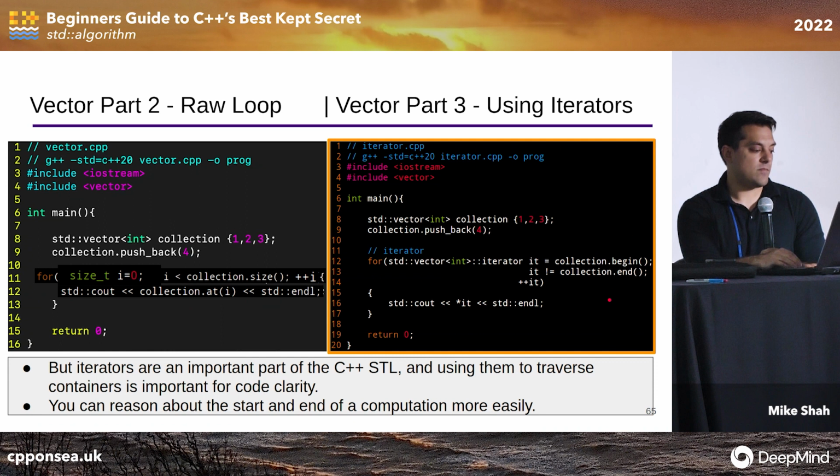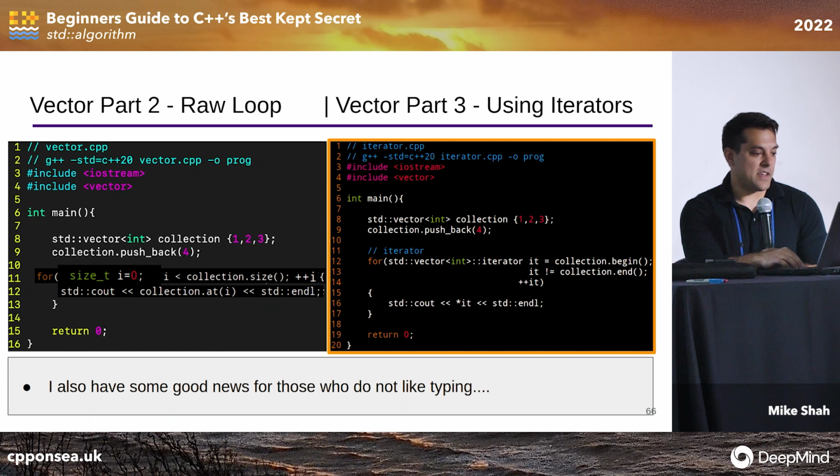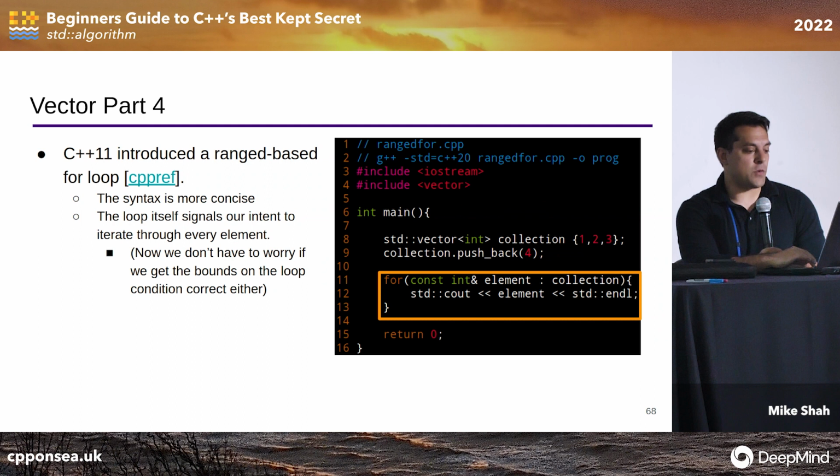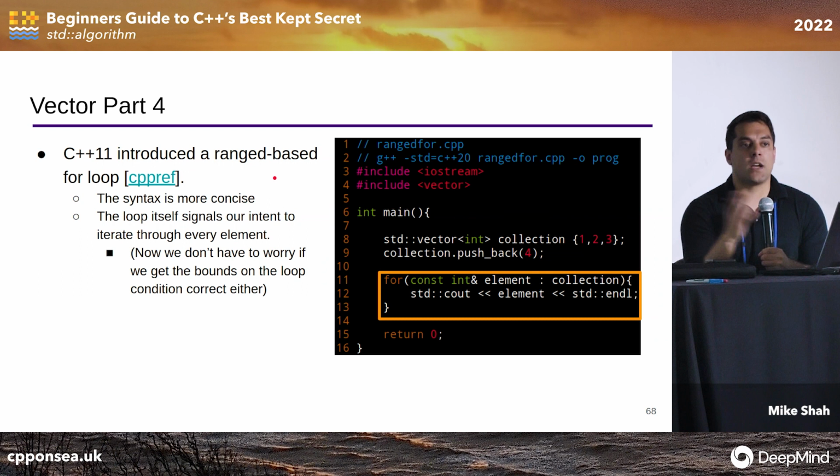I also have some good news for those of you who don't like to type. So in part four here, in C++, we get range-based for loops, a more concise syntax. I'm assuming many in the room have maybe seen this. If you haven't, I'll give a quick example. But in C++11, we got range-based for loops. If you're coming from other languages like Python, you've had this for a long time and maybe you missed this. You get this much more concise syntax where you specify what the element is and the collection that you want to traverse through. And again, it's signaling that you typically want to look at the collection from the beginning to the end.